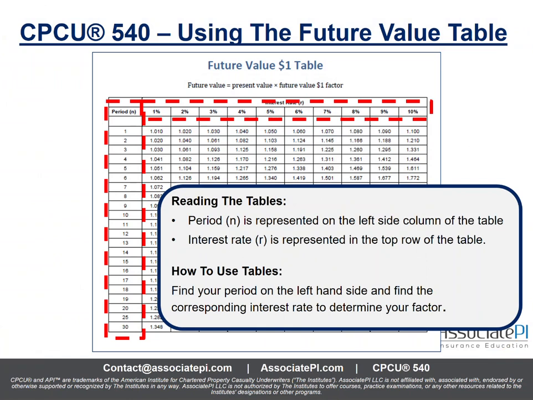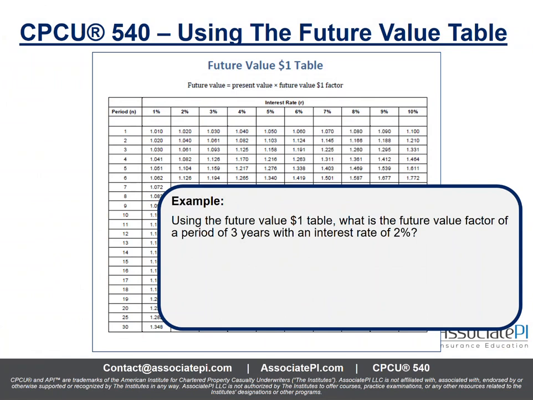So here we go, like I just said, find your period on the left, interest rate on the top. So let's look at an example. What we want to do is, using the future value table, find the future value factor of a period of 3 years and an interest rate of 2%.